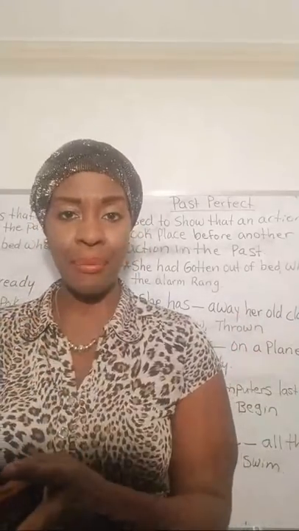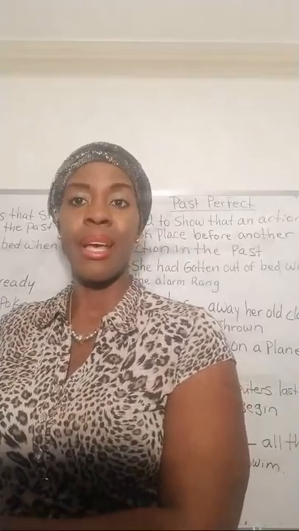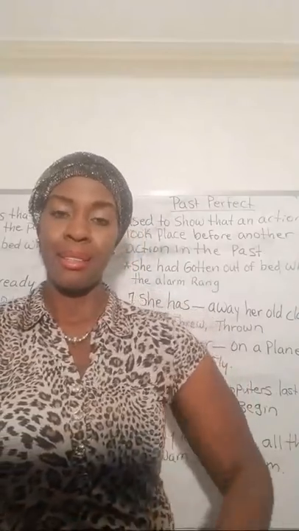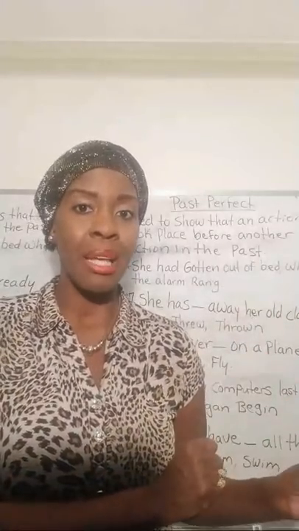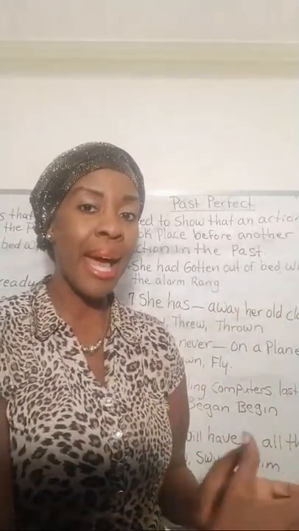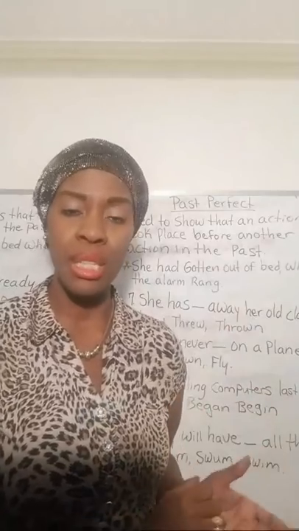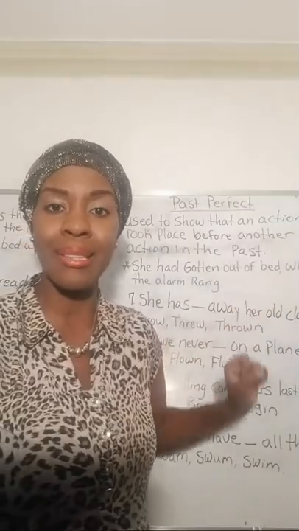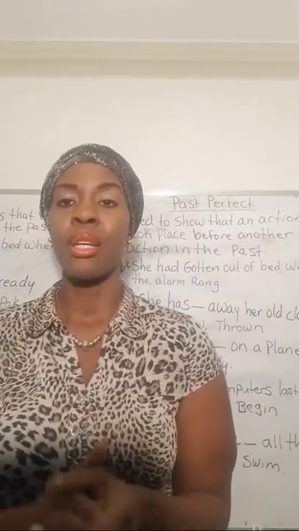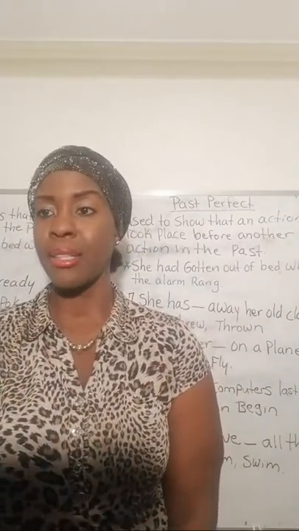There is a big difference. This one is telling you the action took place and finished in the past. That one is telling you, yes, we know the action took place, but there are many actions that took place. Which one is first? You're gonna write down the one that happened first on that side. That's how you use the past perfect, okay, guys?